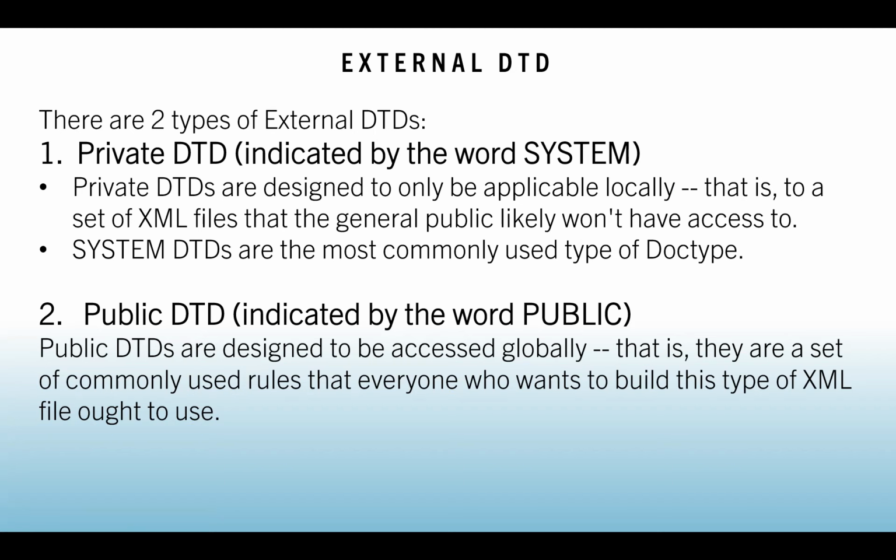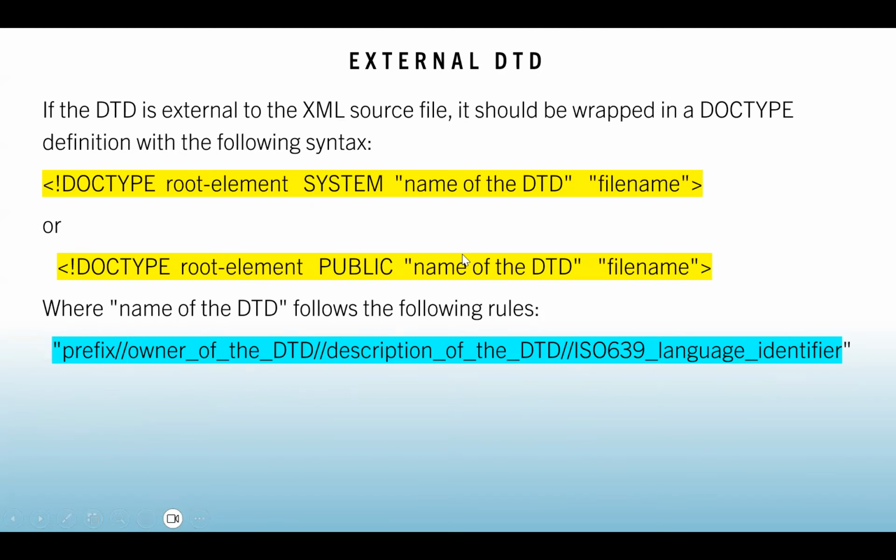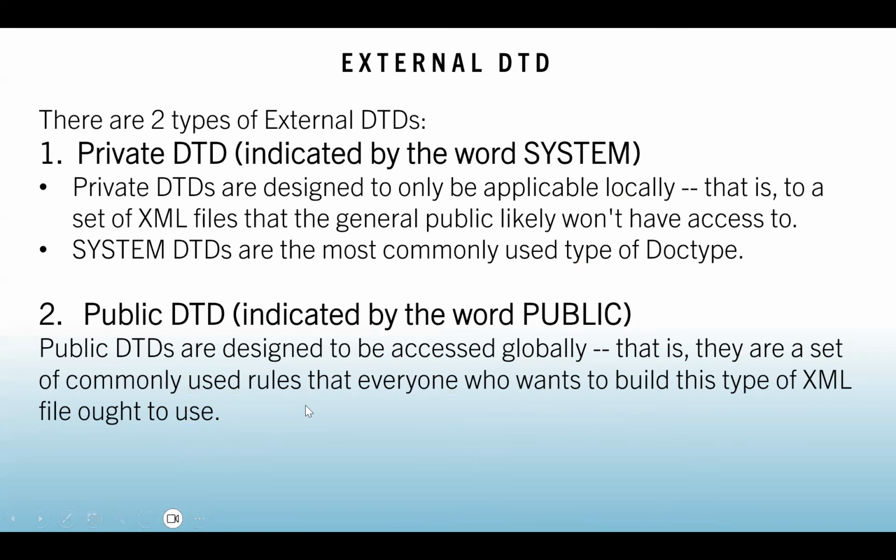Now, private DTD is indicated by the word system. If you see in this syntax, one has system written, and the other syntax has public written. So when you write system, it means it is a private DTD. As the name suggests, they are designed only to be applicable locally, that is, to a set of XML files that the general public likely won't have access to. System DTDs are the most commonly used type of doc type. It will have private access, meaning other people won't be able to access it locally.